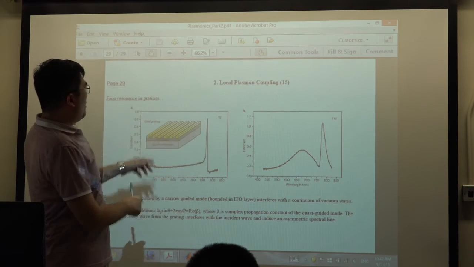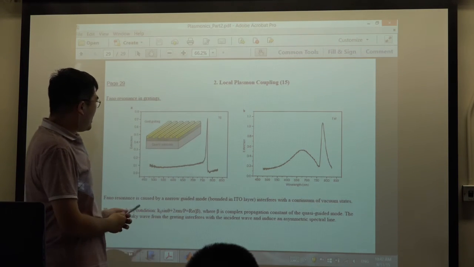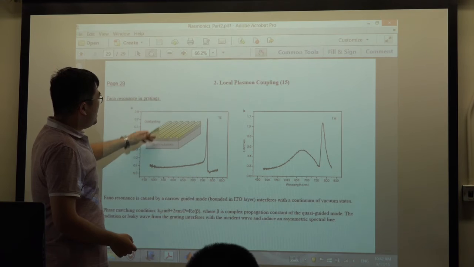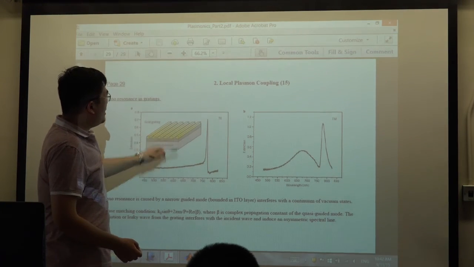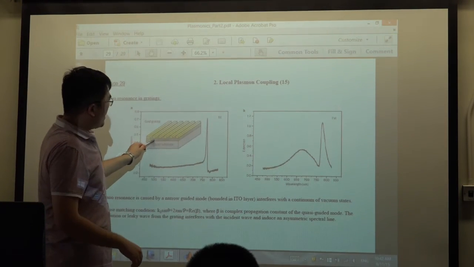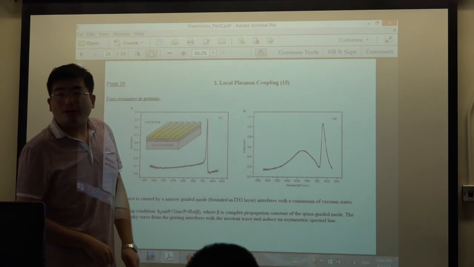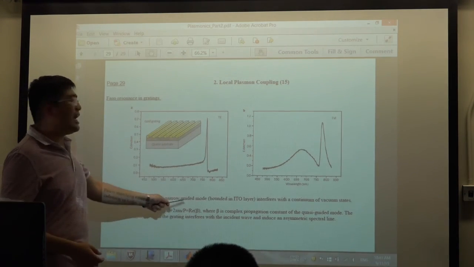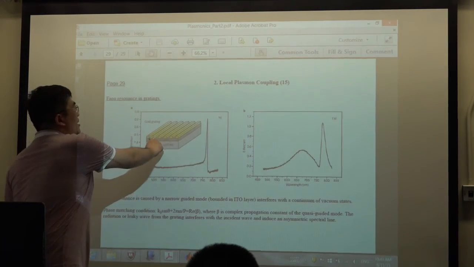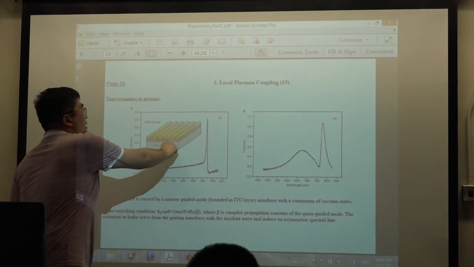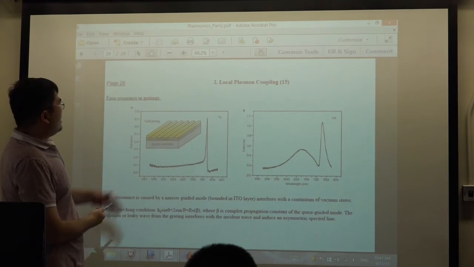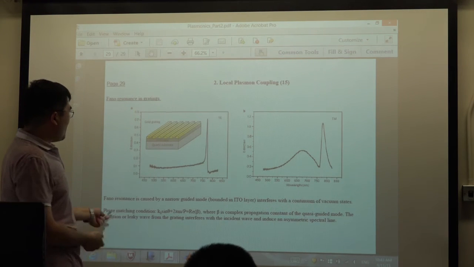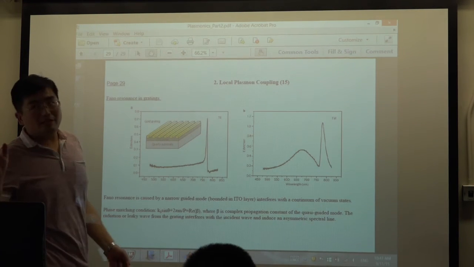a dielectric grating or metal grating, okay, first thing, there is a guided wave in this grating layer. If you use the grating, there is some guided mode supported in the layer. Okay, this guiding mode is narrow. Another is the continuum. When they interfere together, they have a phase matching condition. This is the important thing.